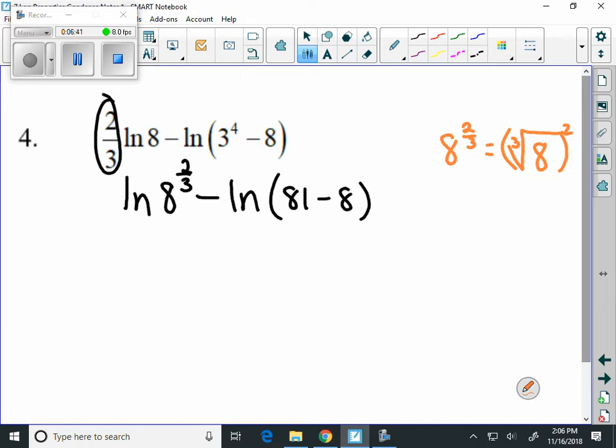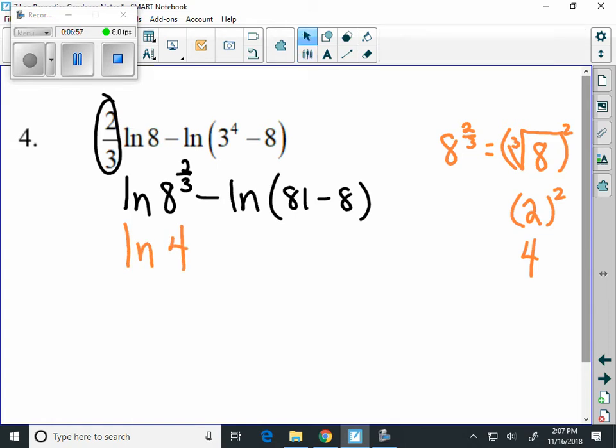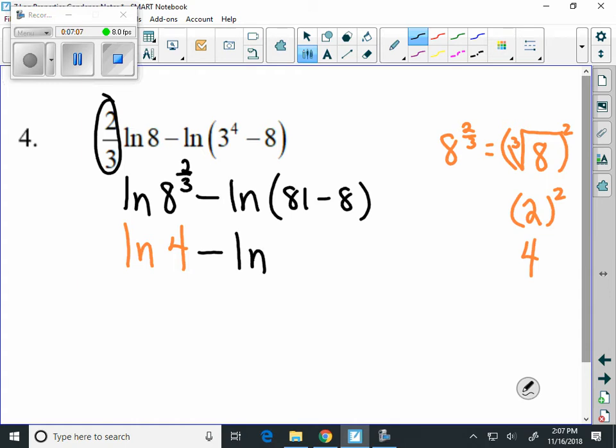The cubed root of 8 is 2. And then we square that. 2 squared is 4. So really what natural log of 8 to the 2/3 equals is the natural log of 4. Over in the second term, we figured out that 3 to the 4th is 81. 81 minus 8 is 73. So this is going to be the natural log of 73.